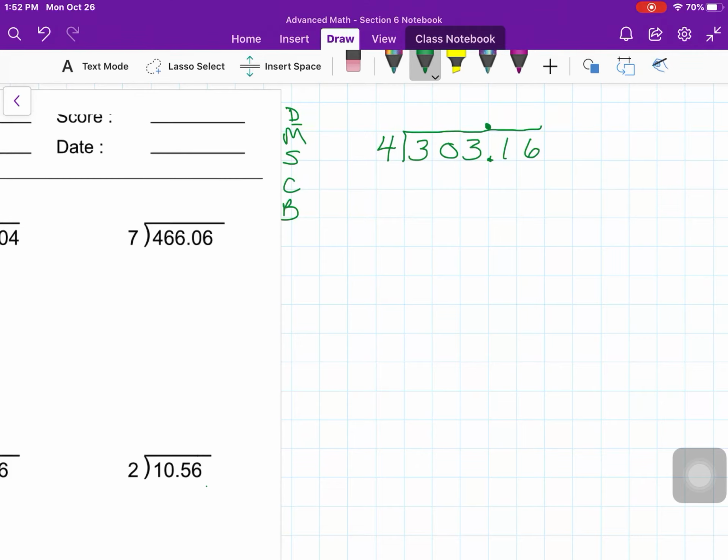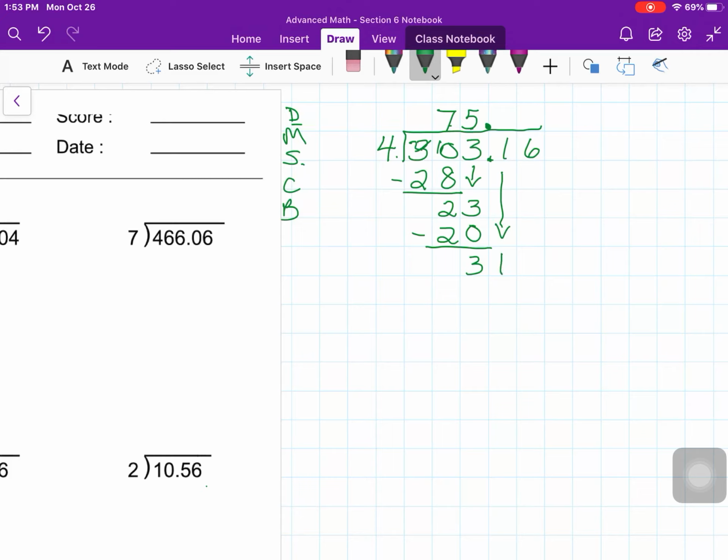4 into 30 goes in there 7 times, and 7 times 4 is 28. We multiply. Then we subtract. 30 minus 28 is 2. Check to make sure 2 is smaller than 4. Bring down that 3. And then we repeat the process. So 4 into 23, 5 times. And then we multiply. 4 times 5 is 20. We subtract 23 minus 20. We get 3. We check to make sure 3 is smaller than 4.